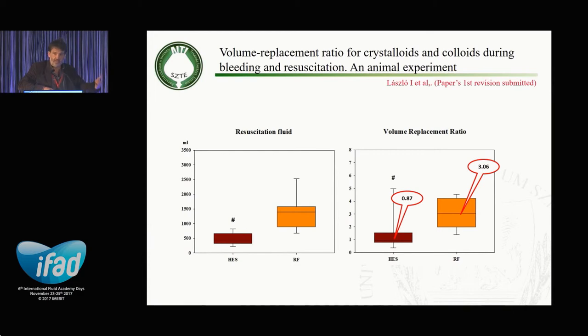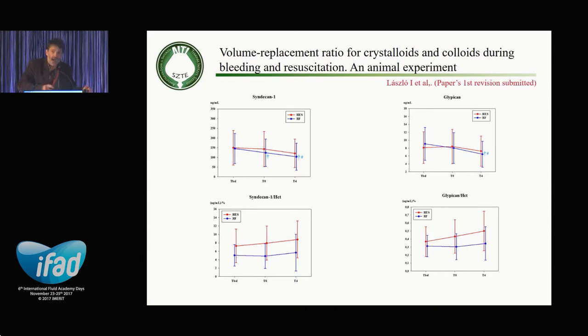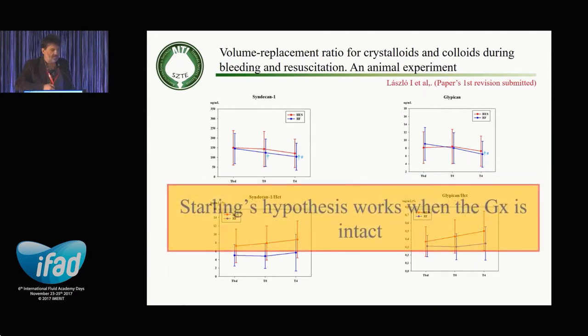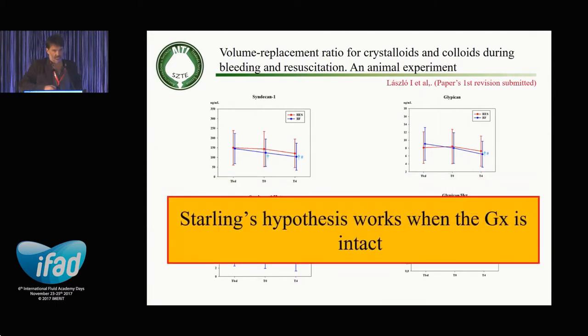So these were healthy pigs, bled and resuscitated, moderate bleeding resuscitation. Why? Because their glycocalyx remained intact. Although there was a significant drop in syndecan and glypican levels, when we corrected them for hematocrit, this was just a dilutional effect on the glycocalyx. So these animals' glycocalyx remained intact throughout, and the crystalloid and the colloid followed the Starling principle. So it works when your patient's glycocalyx is intact.